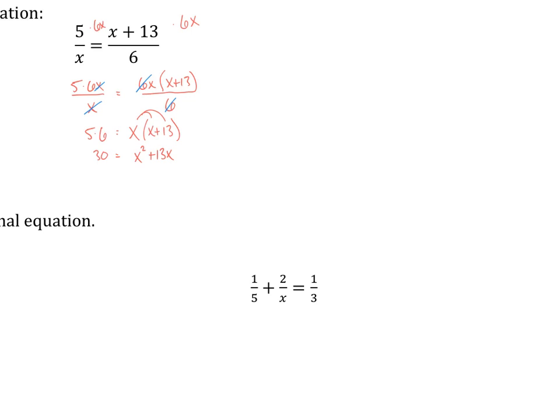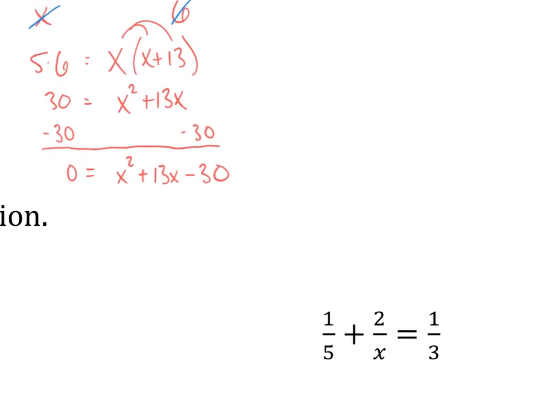And now we find ourselves in a situation that's a little bit different from the last examples we did today. Because we have this x squared here, and we know that we're not going to get rid of that very easily. So what we have is a quadratic. And in order to solve a quadratic, it must be equal to 0. So the first thing I'm going to do is move this 30 over to this side of the equation. Now I have 0 equals x squared plus 13x minus 30.